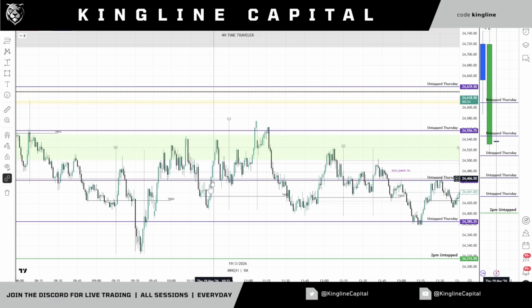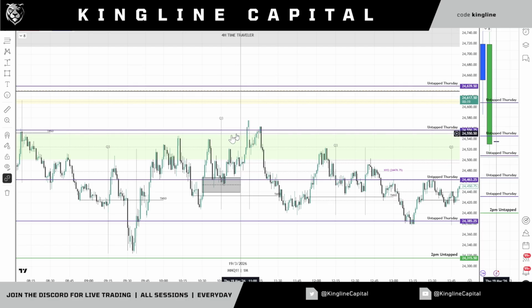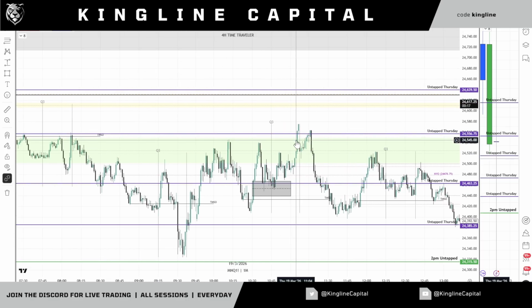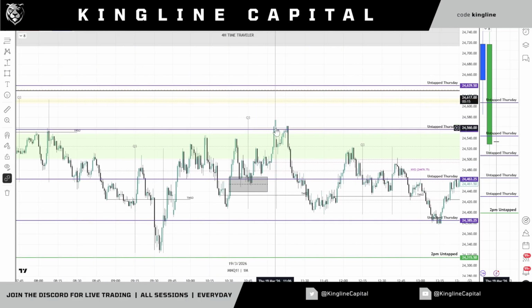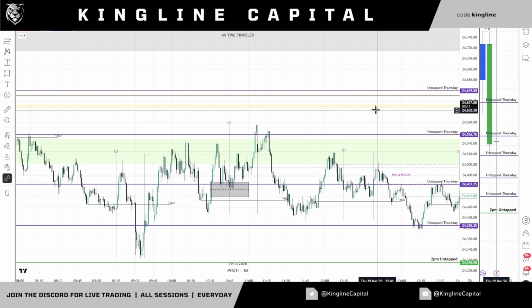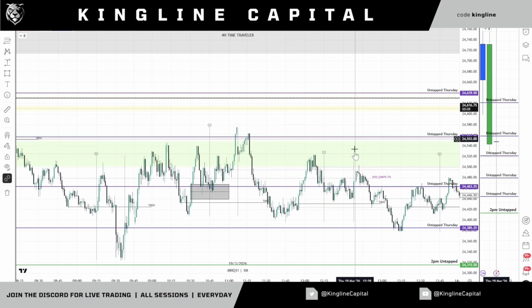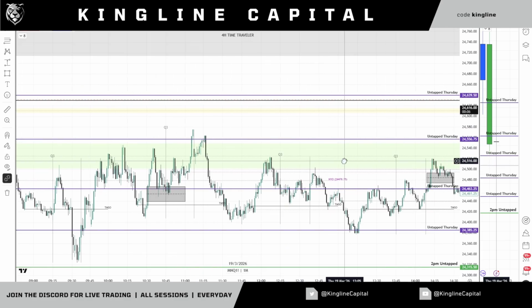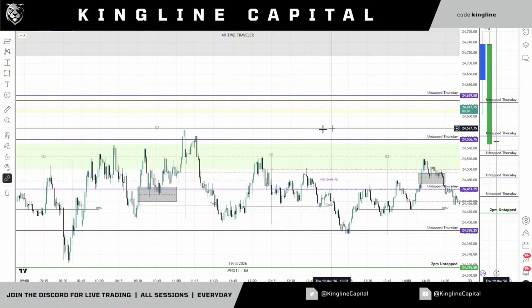Q3 inverse, 1 minute fair value gap. Price holds 50%. We're in the Q3 and boom, we have a level that's right above some liquidity levels. And during this Q3, we go to that untapped Thursday. So even though it's been used, price still bounces around these Thursday levels during the Thursday price action.